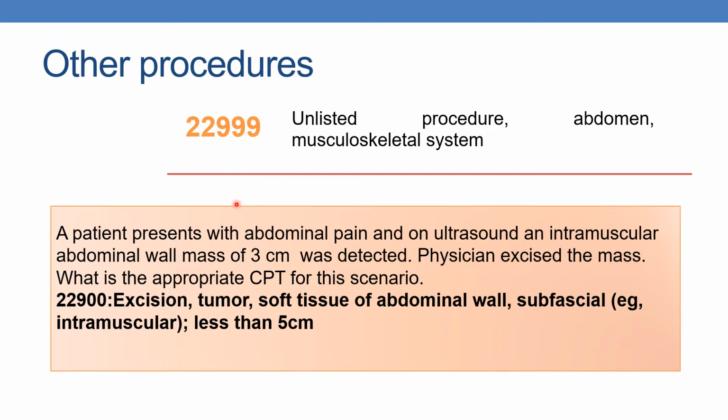Now let us discuss an example. A patient presents with abdominal pain and on ultrasound an intramuscular abdominal wall mass of 3 centimeters was detected. The physician excised the mass. What is the appropriate CPT for this scenario? Here, the abdominal wall mass of 3 centimeters was detected and it is intramuscular. So, the appropriate CPT is 22900. Excision, tumor, soft tissue of abdominal wall, subfascial. Example, intramuscular, less than 5 centimeters. Because the mass here is 3 centimeters, you need to report 22900.